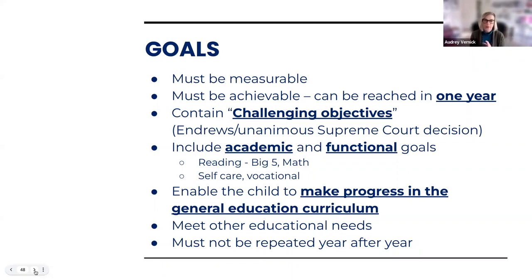Goals should not be repeated year after year. I have seen IEPs where the same goal was just repeated year after year, and the parent being told, well, your child hasn't met that goal yet. Again, child's not meeting goals. Why not? Why are they not meeting these goals?